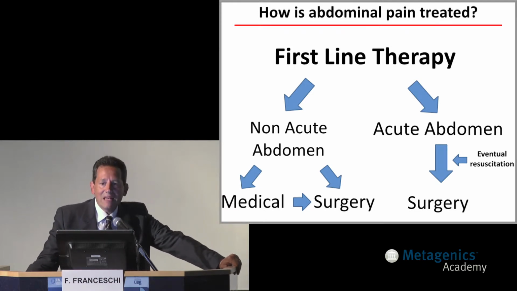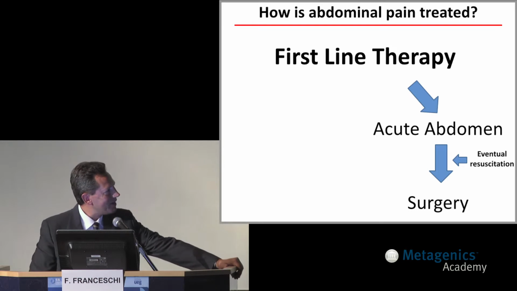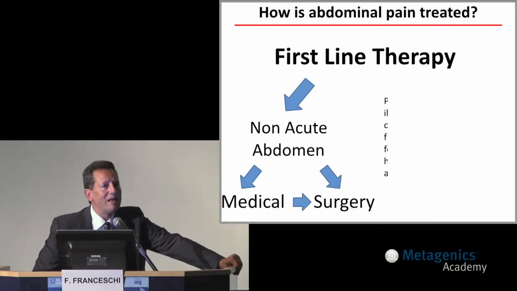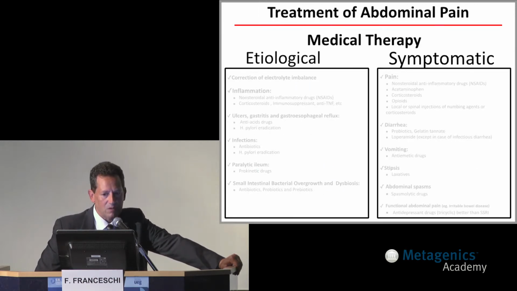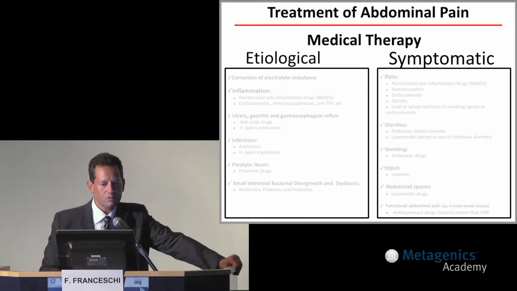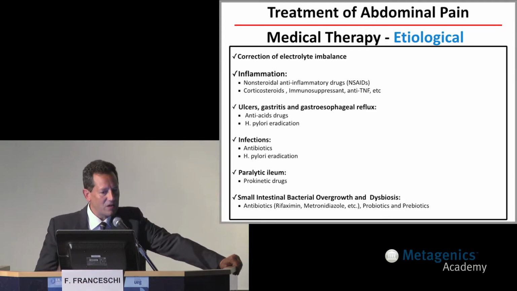How is abdominal pain treated? Of course, it's very easy when we have acute abdomen because the treatment is surgery. But when we have non-acute abdomen, what do we have to do? We have to consider two different options. The medical treatment may be etiological or symptomatic. When we talk about the etiological medical therapy, we have to consider the disease we are talking about, of course.